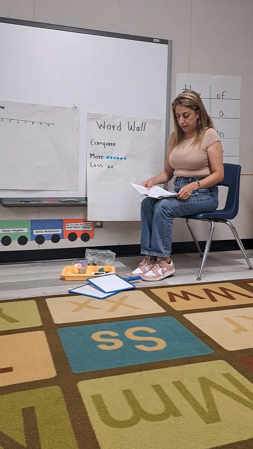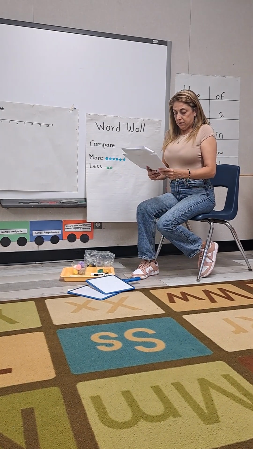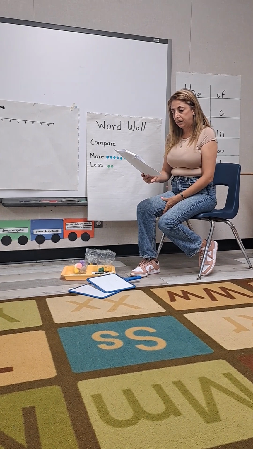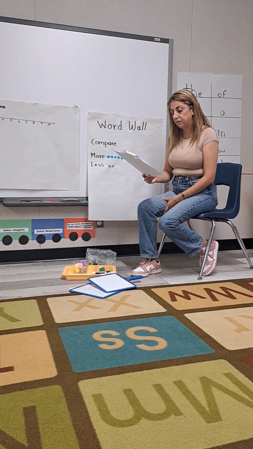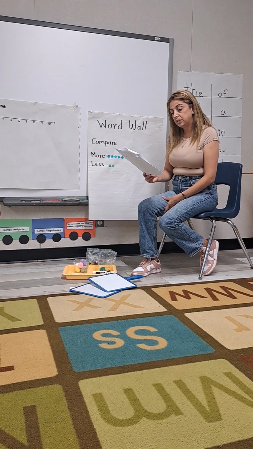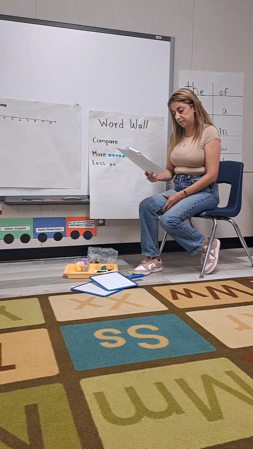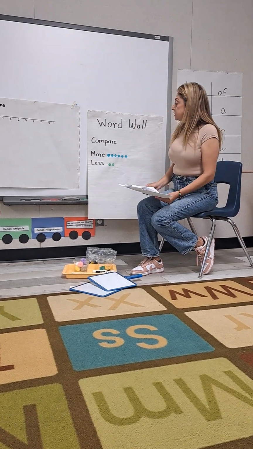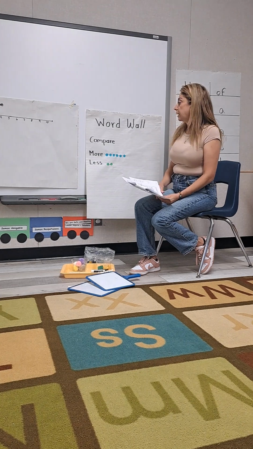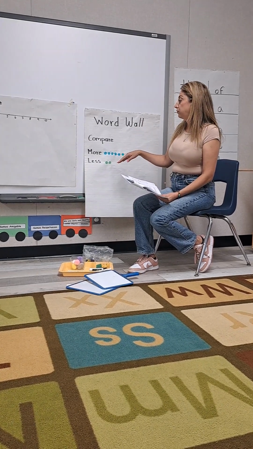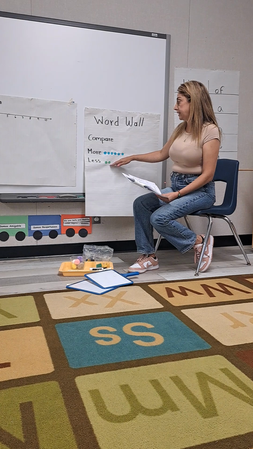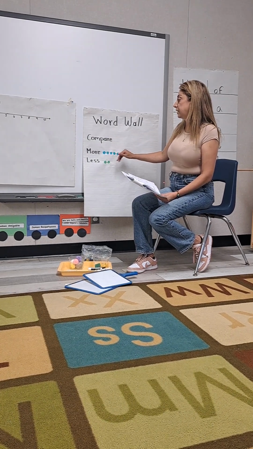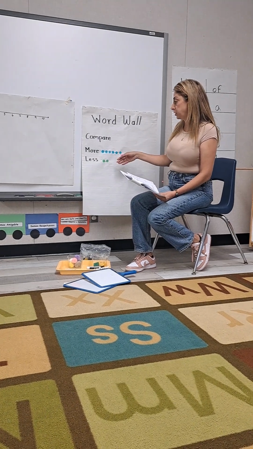For the UDL guidelines, I will explain a few different ways to engage the students throughout the lesson and to deliver the content in different ways, and invite students to produce their knowledge and understanding in a variety of ways during the lesson. For example, referring them to the word wall, using visuals for my English learners, having a visual with a picture of what is more and what is less, and what compare means, that it means comparing two things and figuring out which one has more and which one has less.